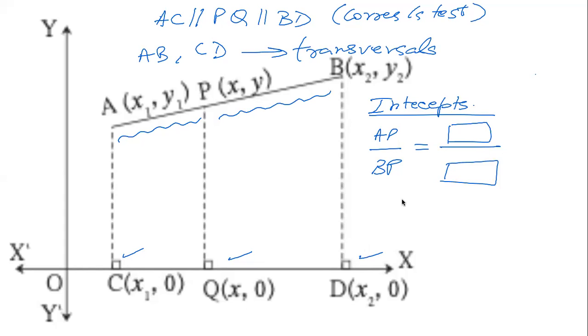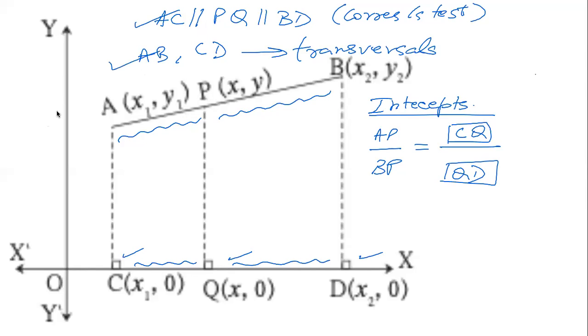Very good. Correct answers in the chat. It will be this intercept and this intercept, which is CQ by QD. Right? This is what will happen. So our AC is parallel to PQ is parallel to BD.